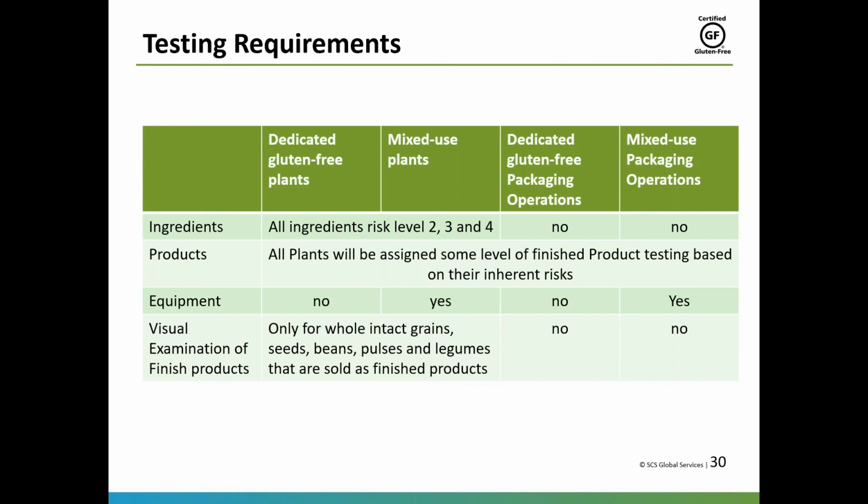It may be as little as 1 quarter, and that also is just going to be dependent on the plant's operations. Only mixed use operations require equipment testing. And as I mentioned before, only for intact whole grain seeds, beans, pulses, and legumes. When they're sold as finished products, there is a visual examination requirement for those as well.